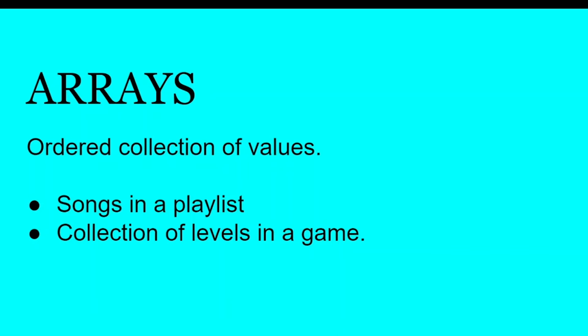In this video, we're going to talk about arrays. An array is a collection of values, which means that we can store multiple values at a time under a single variable name, and we can refer to the values by an index number. So for example, songs in your playlist and a collection of levels in your game are arrays which can store values under a single name. So we are going to see how to create an array, and we look at different examples.